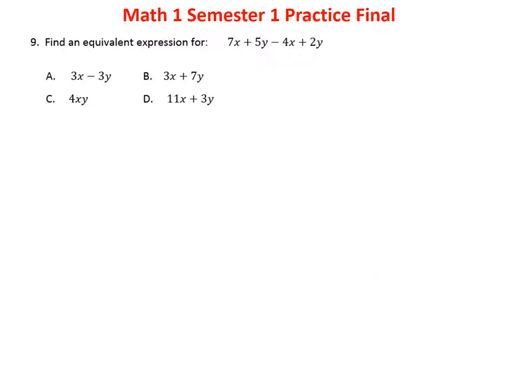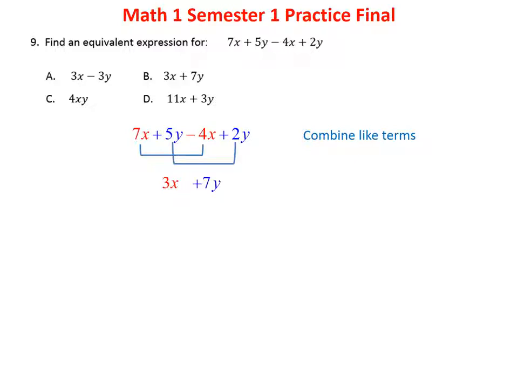Number 9, we're just looking for an equivalent expression, not an equation. We're looking to combine terms. Notice initially I can combine the x terms. 7x minus 4x is 3x. I can combine the y terms, 5y plus 2y is 7y. My answer is 3x plus 7y. And I look up above and there's the answer, 3x plus 7y. Remember, you can only combine terms that have the same variable component. These are y's, these are x's, and that's why we can combine the coefficients.